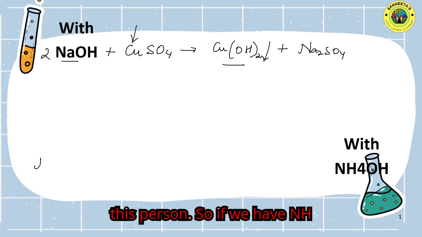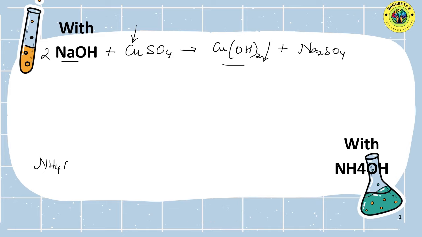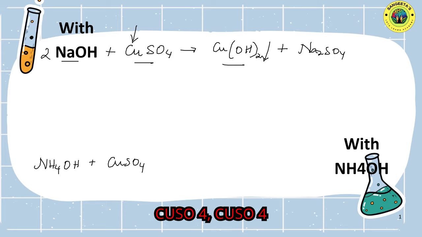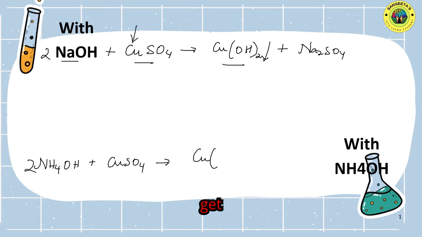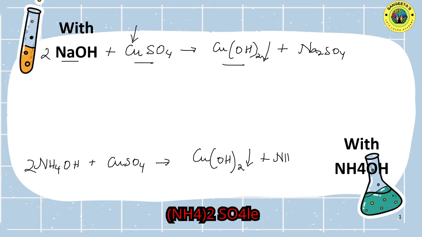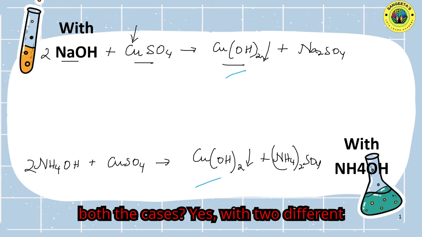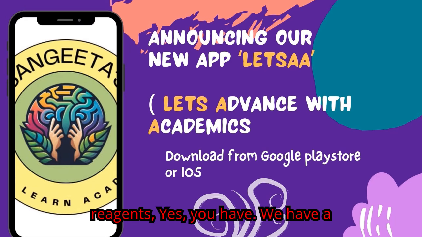The same thing will be got with NH4OH. If we have the same CuSO4 plus NH4OH, 2 we have to give, you will get the same thing. You will get Cu(OH)2, which is a precipitate, and you will get (NH4)2SO4. So did you get pale blue precipitate in both the cases, with two different reagents? Yes, you have.